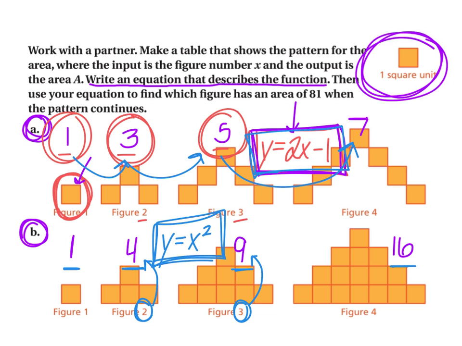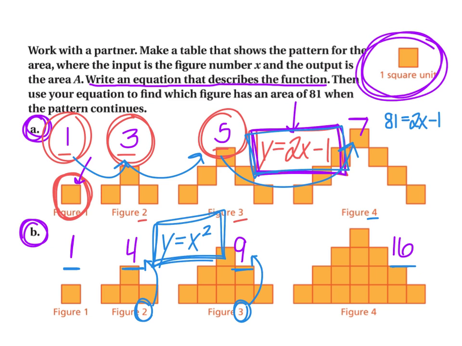So if it wants to know what figure it'll finally get to 81, we can just plug in 81 for y, and that's what we want our output to be, right? So plug that in for y, and then we can figure out what our input would be. Remember, we're inputting the figure number, so we can figure out what figure that would be.